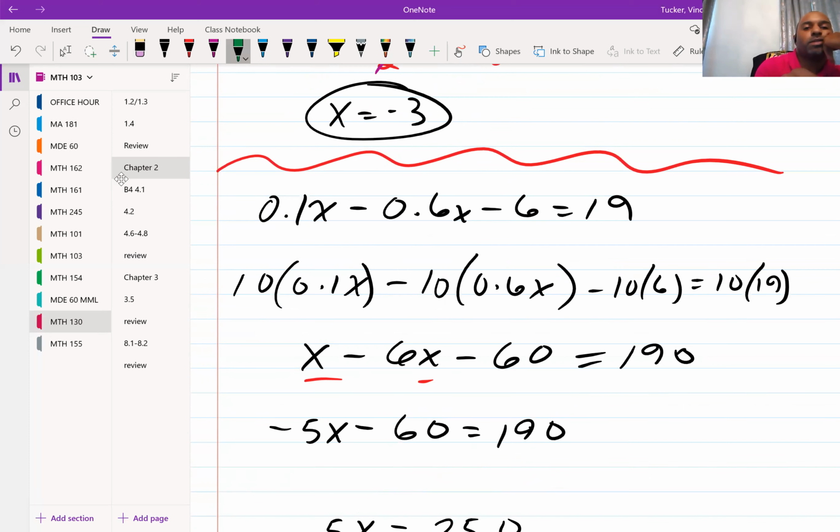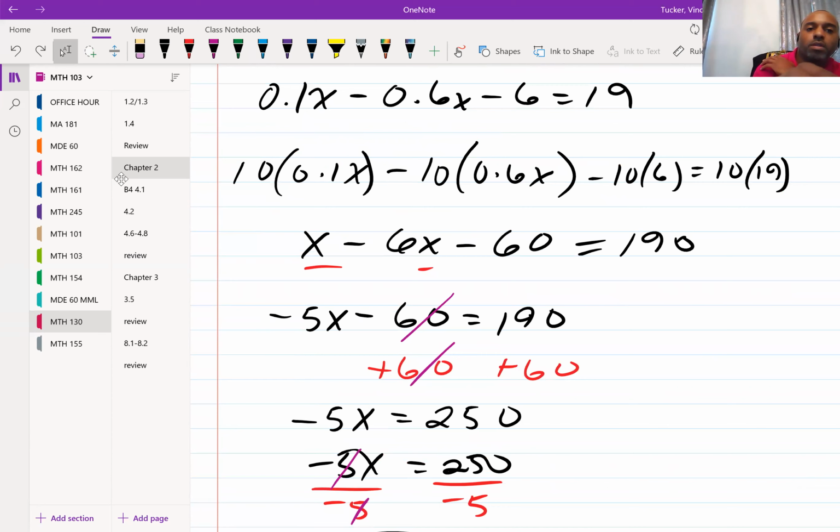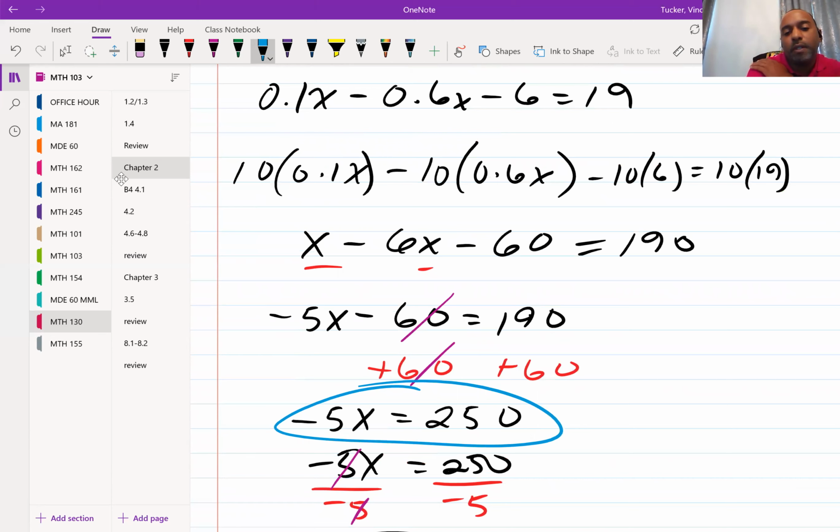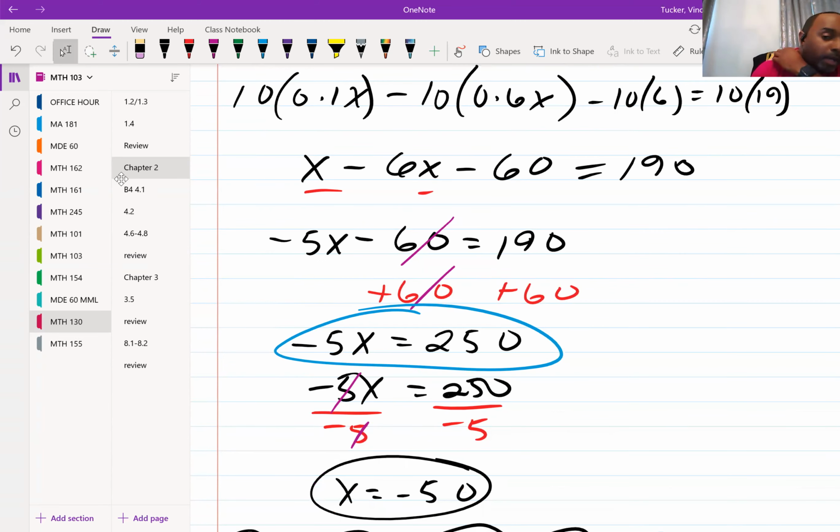So next, combine your like terms. x minus 6x is a negative 5x. All right. So we got negative 5x minus 60 equal to 190. And then add 60 to both sides. So negative 5x equals 250. Divide by -5, your result will be -50 for an answer.